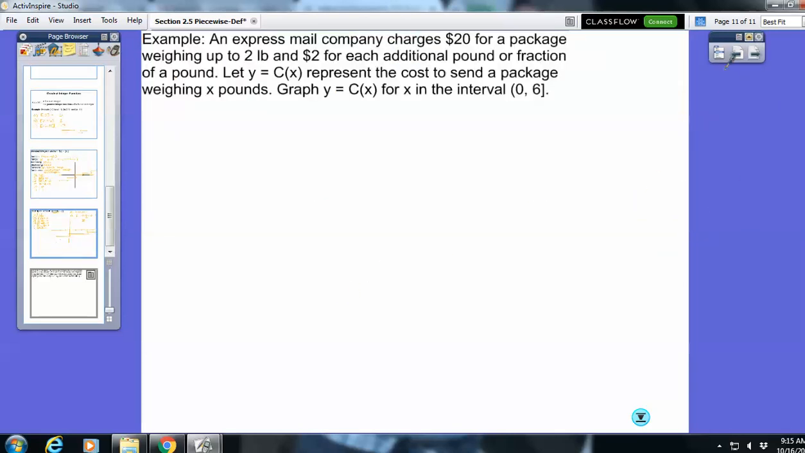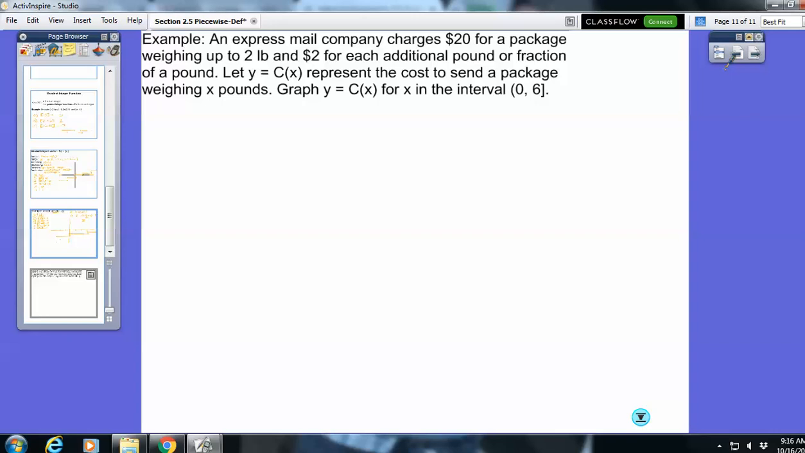Let's try it. An express mail company charges $20 for a package weighing up to 2 pounds and $2 for each additional pound or fraction of a pound. Let y equals C of x represent the cost to send a package weighing x pounds. Graph it in the interval 0 to 6.